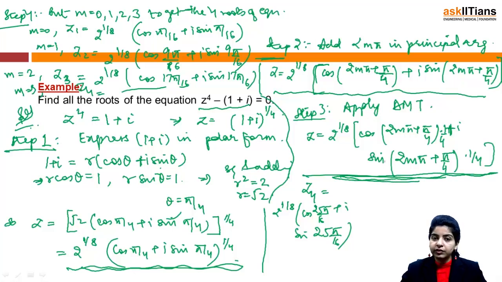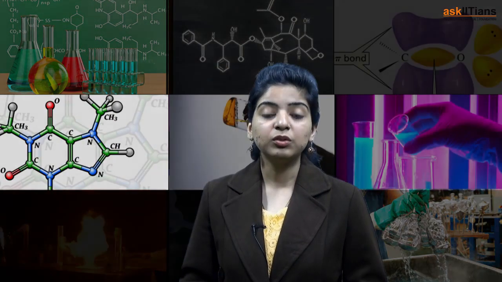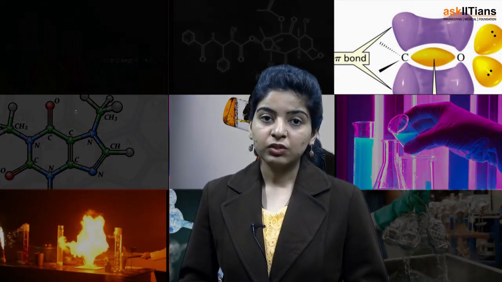So the process is quite simple, it's a bit lengthy, so do practice a good number of questions on this topic also. I hope you must have understood De Moivre's theorem. It is a simple as well as an interesting topic, so it can fetch you some easy scores. So just practice a good number of questions on this topic.